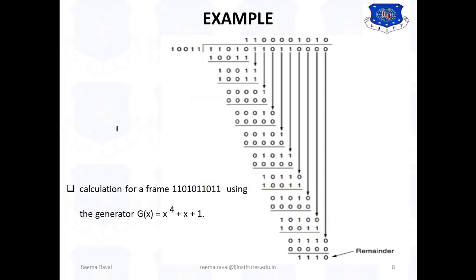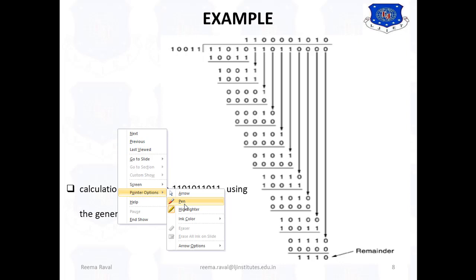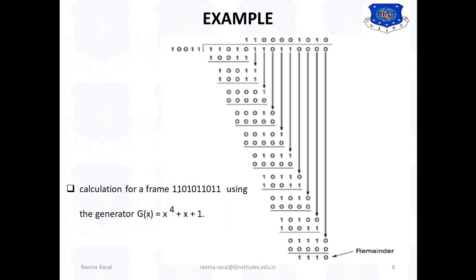That means here the frame has this data, that means it is 1 1 0 1 0 1 1 0 1 1. Okay, so this data frame is to be appended by the number of zeros according to the generator value given to us. So here the maximum power for the generator is 4. So here 4 zeros are to be appended. That means this will be the division.